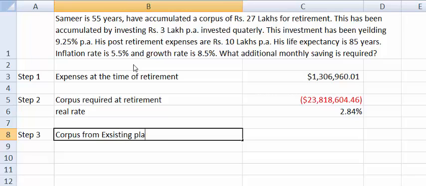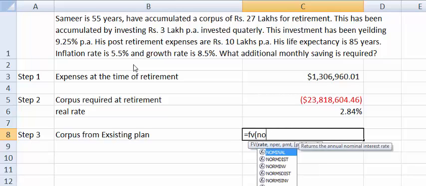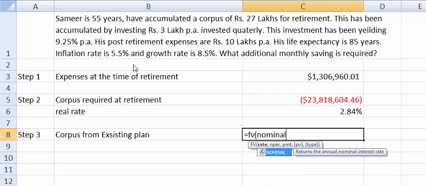So corpus from existing plan is equal to future value, where the rate for this particular thing is 9.25%. Please note that the rate for other investments is 8.5%. Because the investment is being done quarterly, we'll need a nominal rate, where the effective rate is 9.25%. There are 4 quarters in a year, and the nominal rate is divided by 4. So that's the nominal rate.